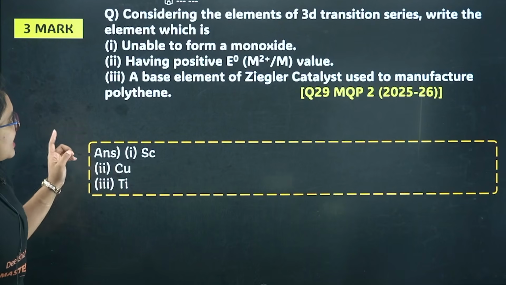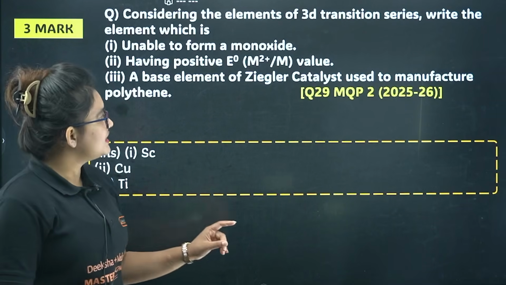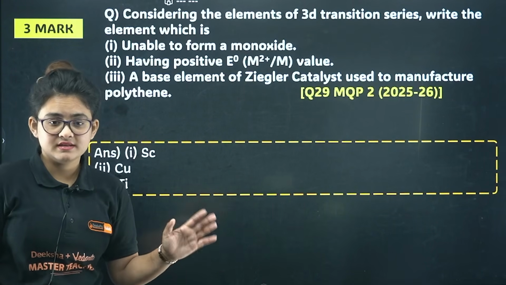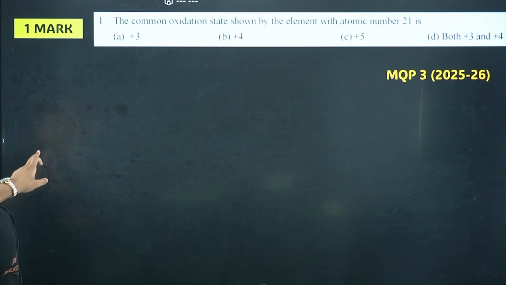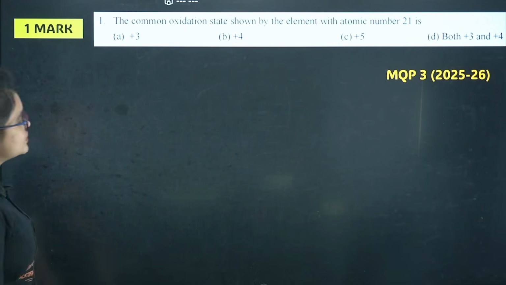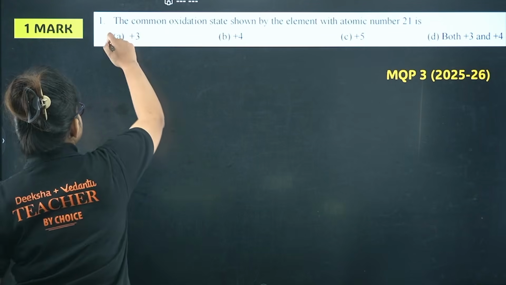Okay. Next, a base element of Ziegler-Natta catalyst, that is Ti. Ti means titanium. Proceed. Okay, this is a common oxidation state shown by the element with atomic number 21, that is +3.